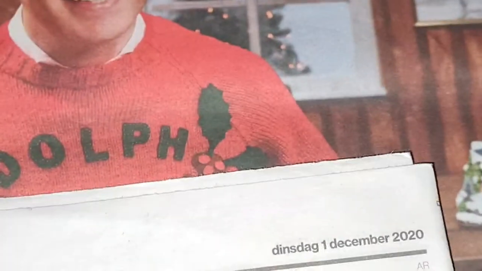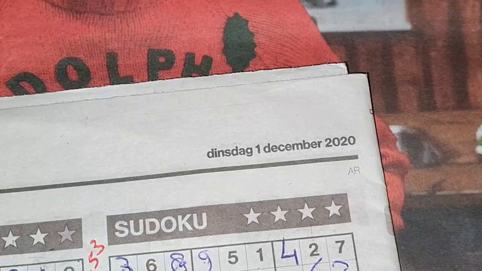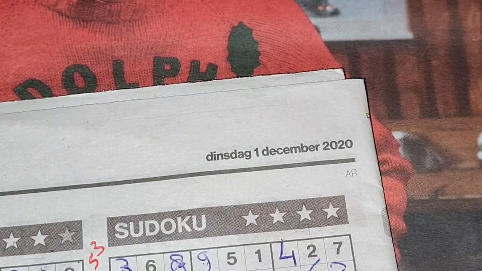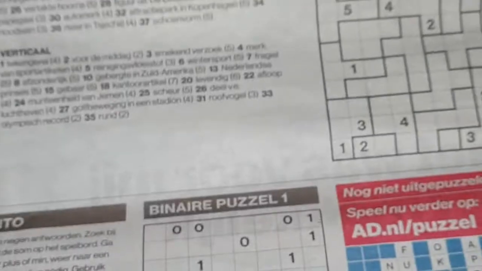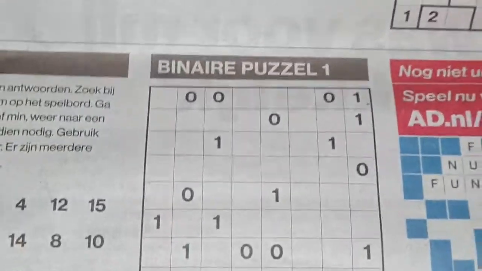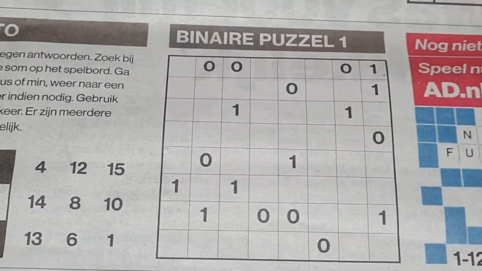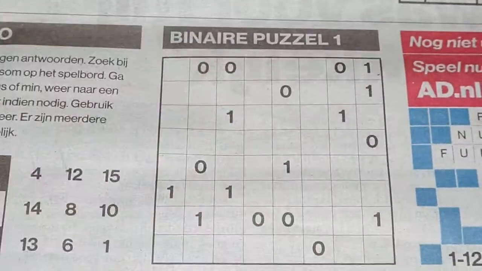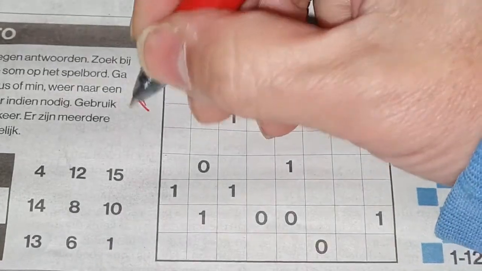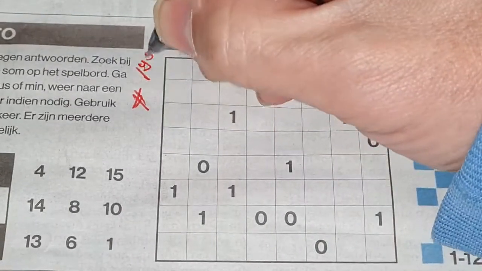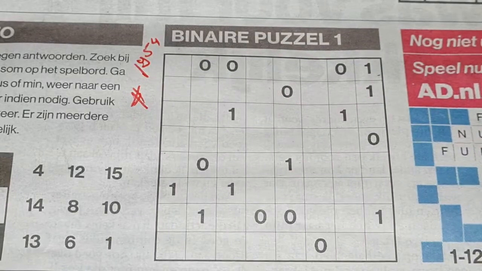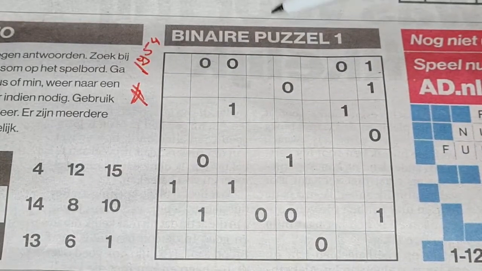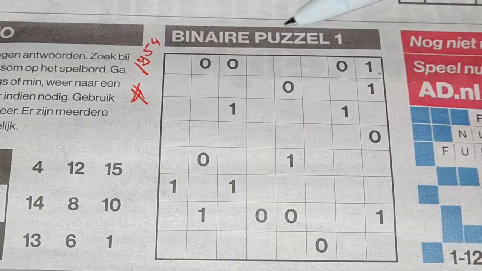Newspaper on a Tuesday, December the 1st, beginning of the month 2020. In this additional, the third Sudoku I will solve is a binary, and this one will be number 1954. Before I start, I want to know what kind of binary this one is.